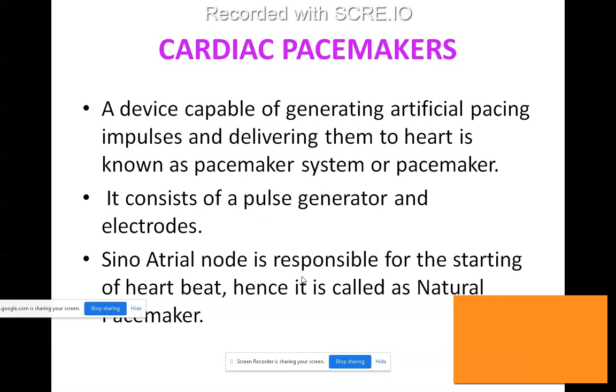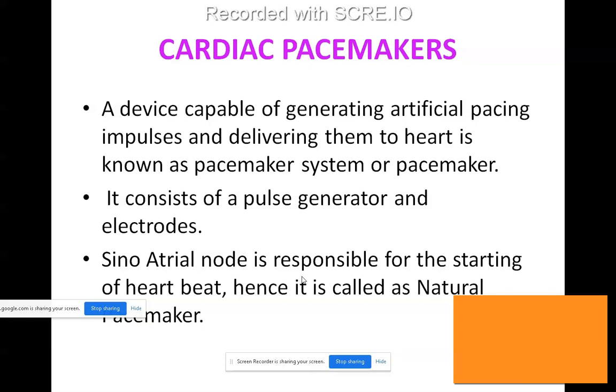What is a pacemaker? A pacemaker is nothing but an electronic device which is going to generate an artificial pacing impulse, that is an artificial pulse. Okay, the heart pulse will be generated with the help of the pacemaker. A device capable of generating artificial pacing impulses and delivering them to the heart is known as a pacemaker system or pacemaker. In the pacemaker, you will have the pulse generator and electrode. The pulse generator with electrode together is called a pacemaker.